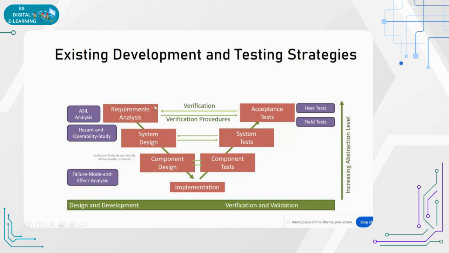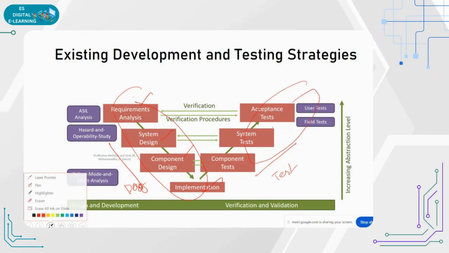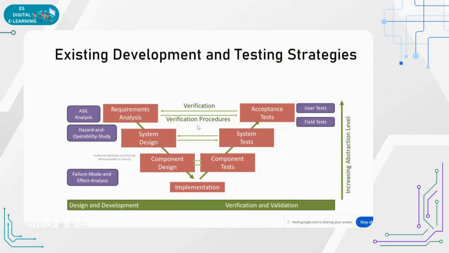So all of this comes as a part of the V model. First is requirement analysis, then we design it, then the component design, and code implementation will happen. This is part of the design phase, and this is part of the testing phase. Design and development take place on this side, and verification and validation take place on this side. This is just for our understanding.